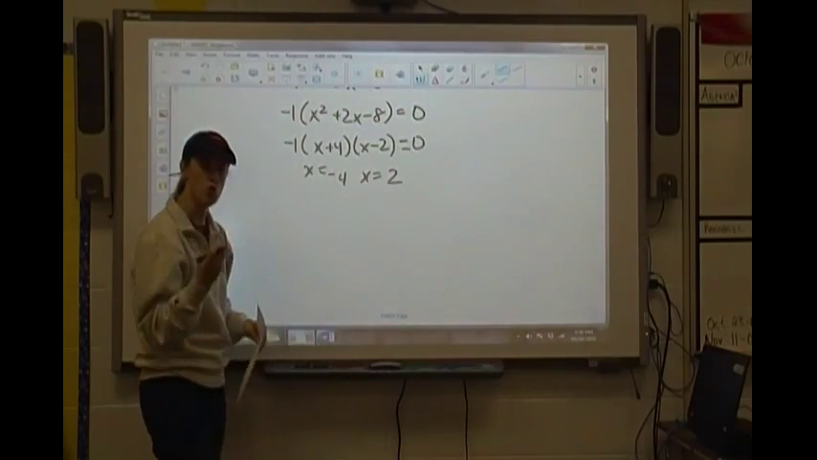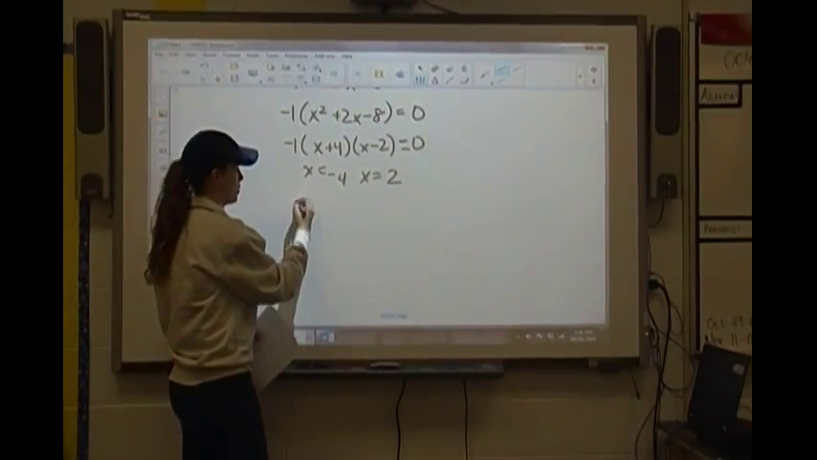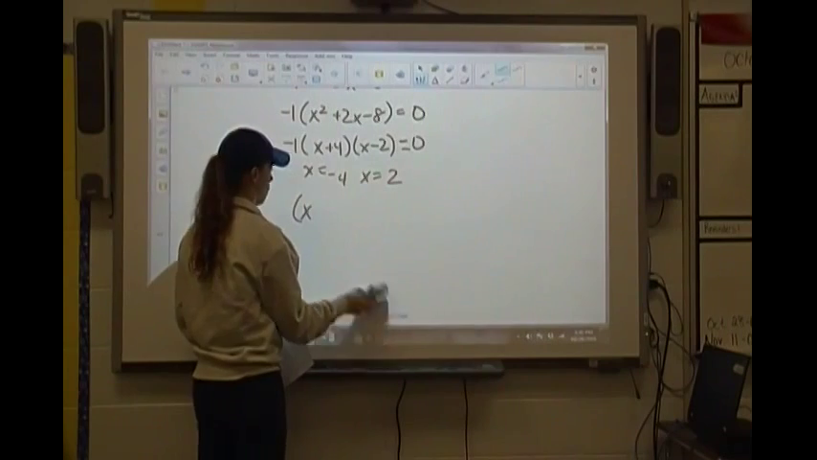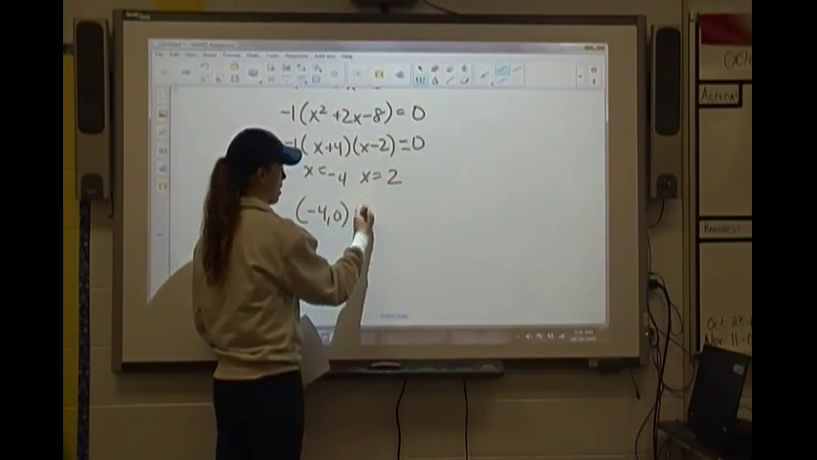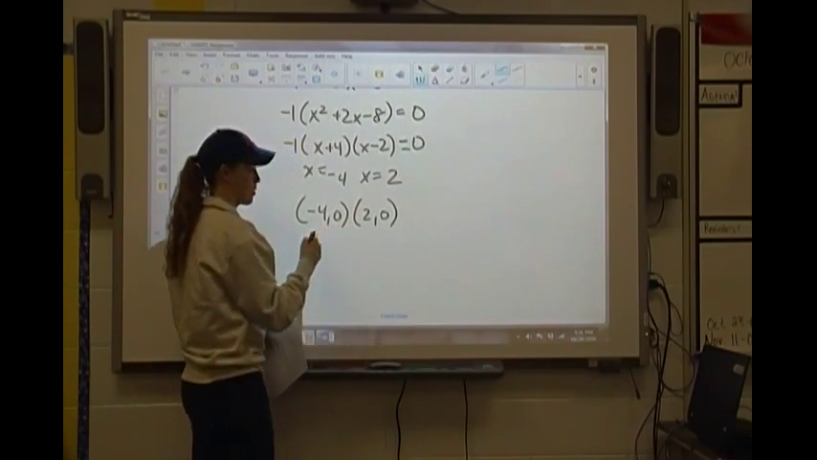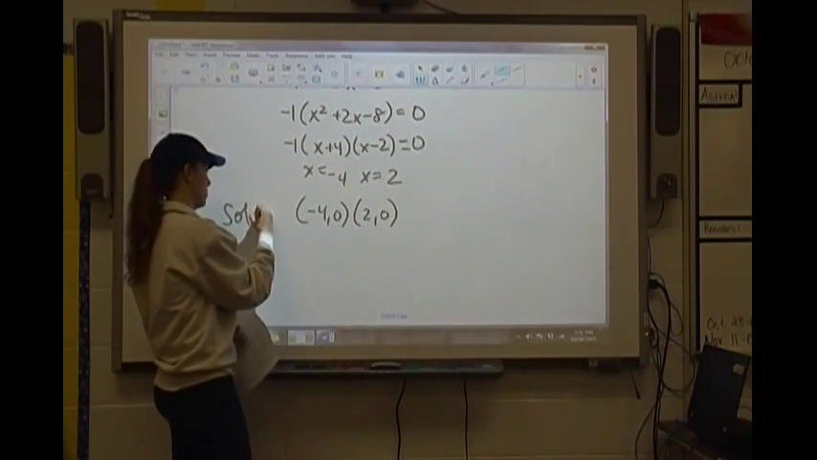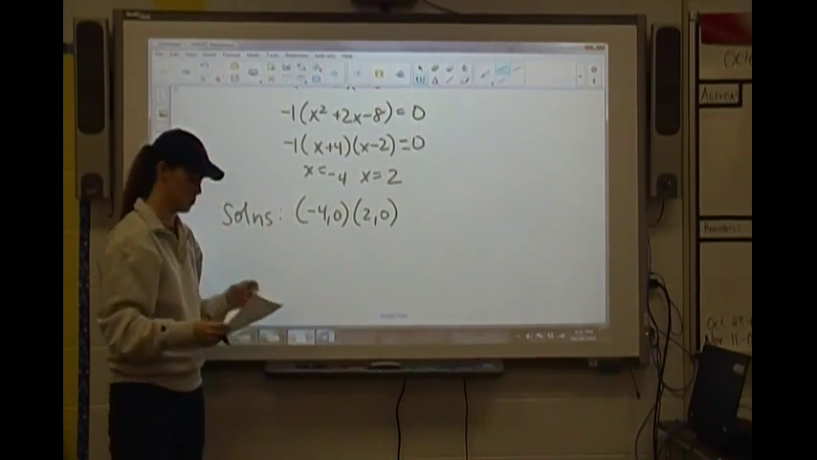But these need to be written as ordered pairs. They are points. So we have negative 4, comma 0 and 2, comma 0. And these are our 2 solutions. We found our 2 solutions here.